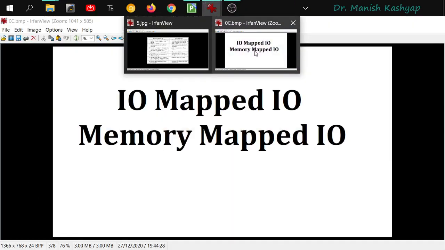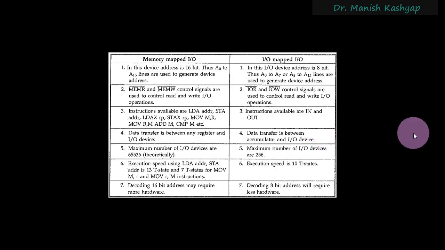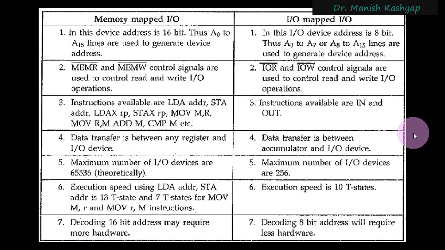Now coming back to the differences that we were discussing, we have seen how the instructions IN and OUT are used for taking input and output from the 8085 microprocessor in the input-output mapped input-output scheme. Now coming to the next point, data transfer is between any register and input-output device in the memory mapped input-output scheme. Of course, inside the microprocessor you have got registers, and this input output device is connected in the address map of the memory unit. So data transfer will be from register to device, and in this case data transfer is between the accumulator and the input output device.